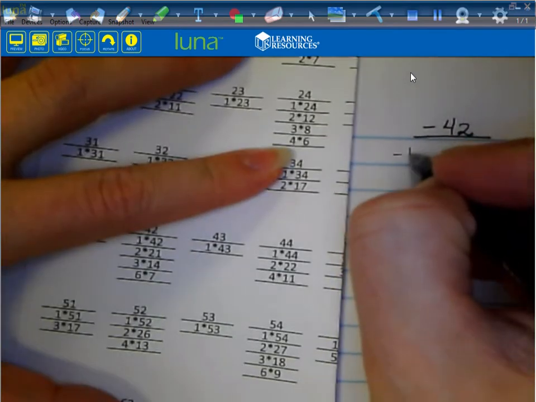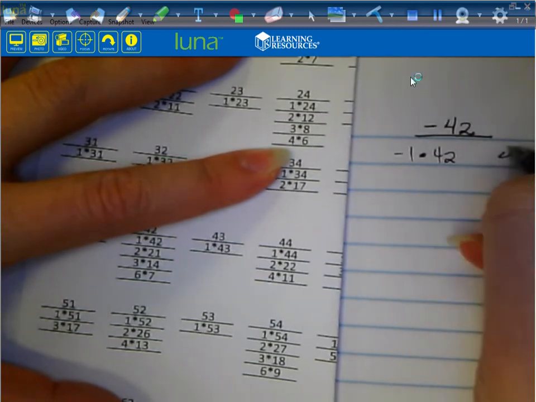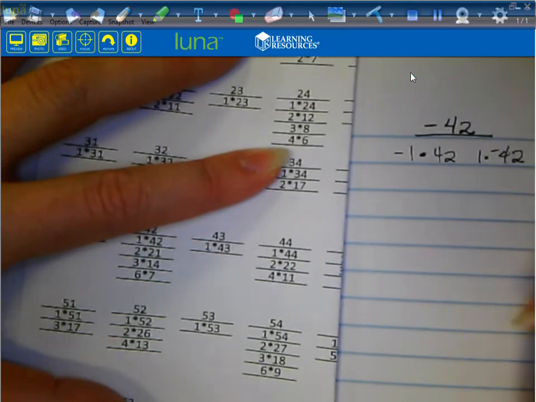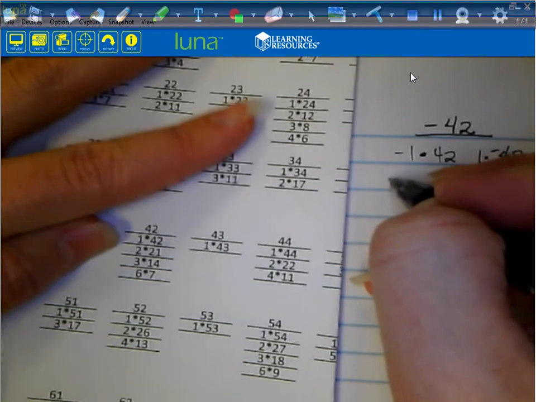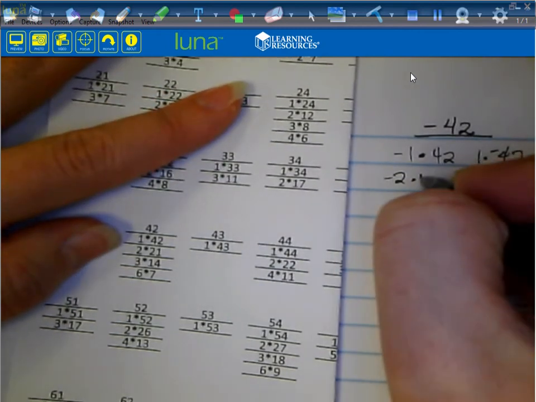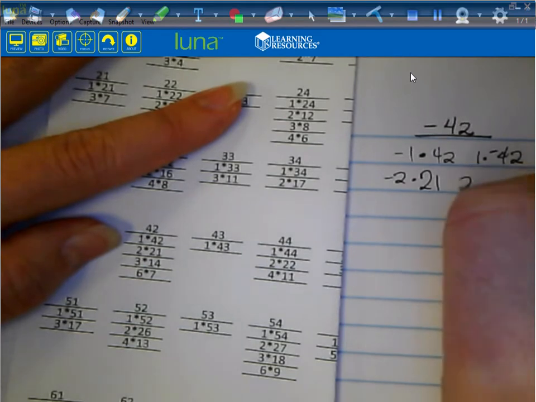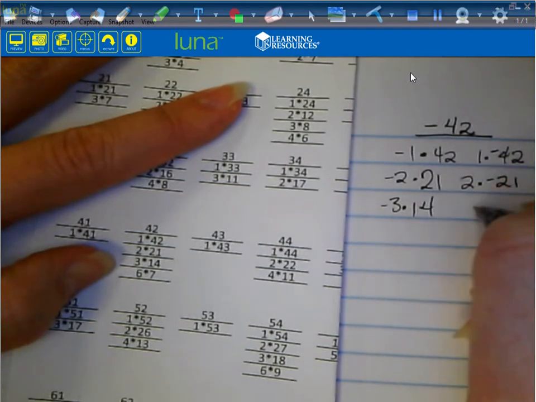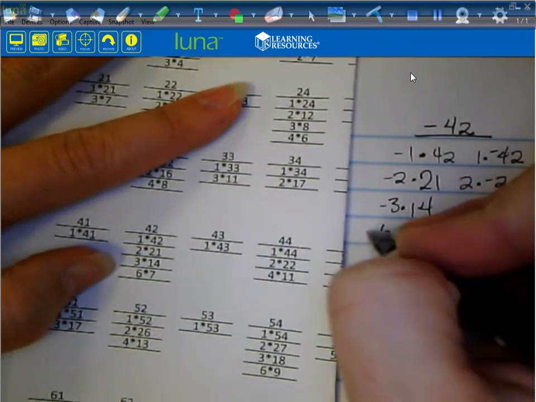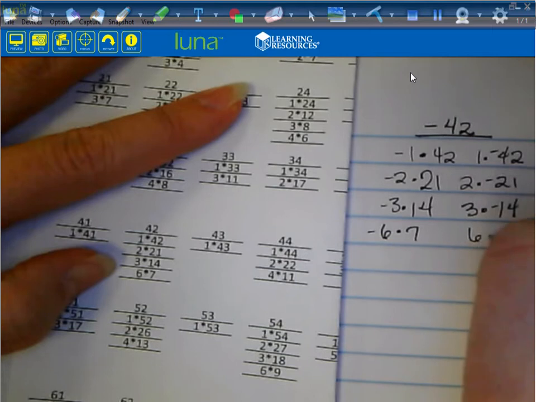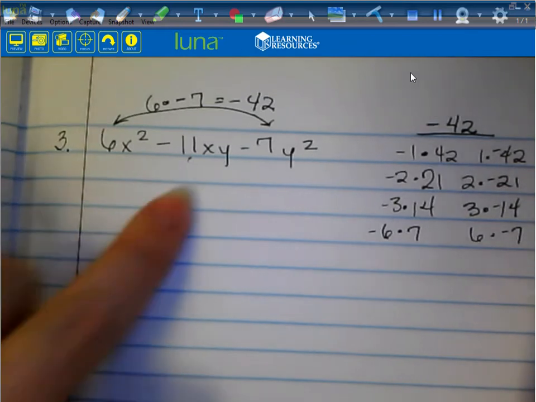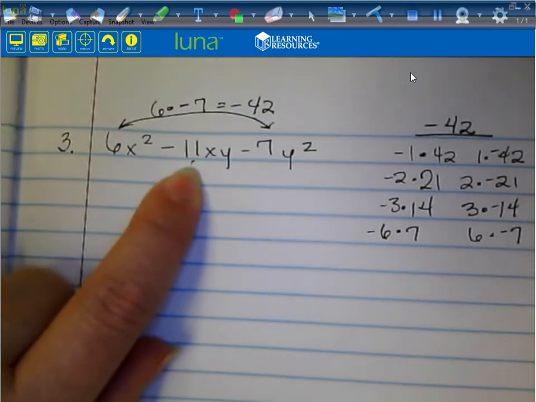I could have negative 1 times 42, or 1 times negative 42. I could have negative 2 times 21, or 2 times negative 21. I could have negative 3 times 14, or 3 times negative 14. Negative 6 times 7, or 6 times negative 7. So now what I have to do is add up these separate groups and find out which one equals negative 11. I'm going to start at the bottom.